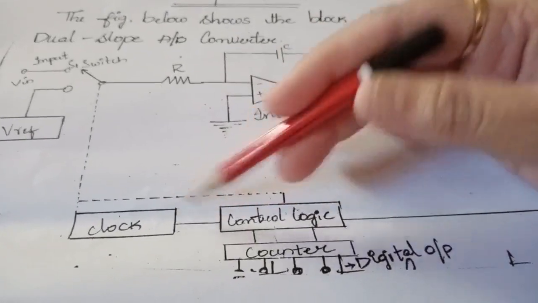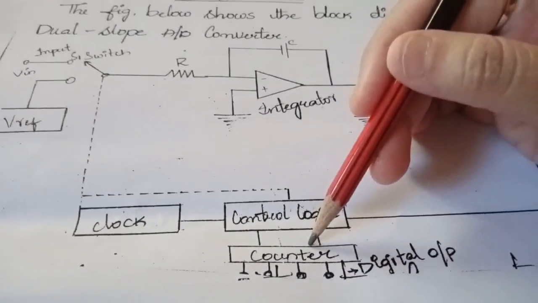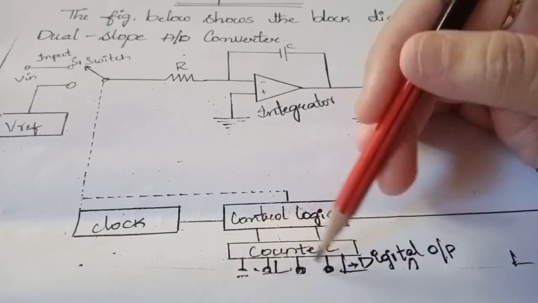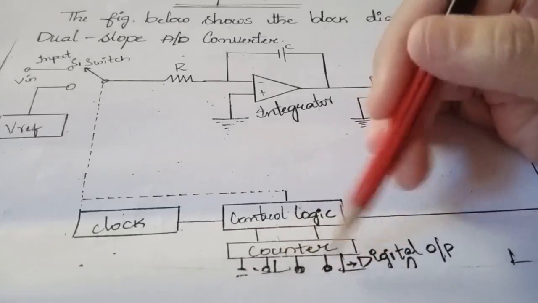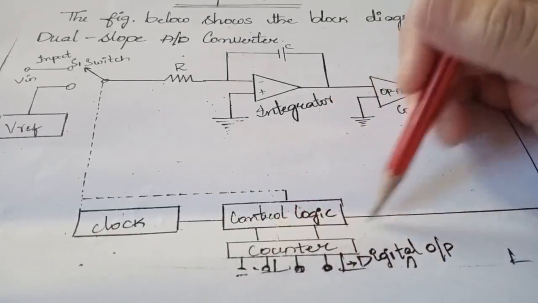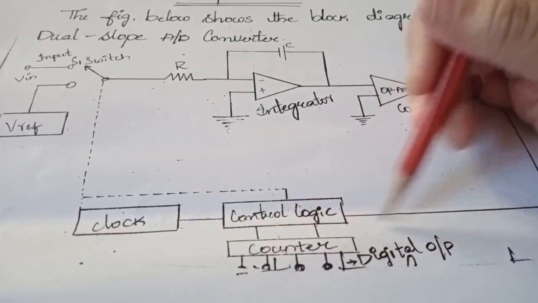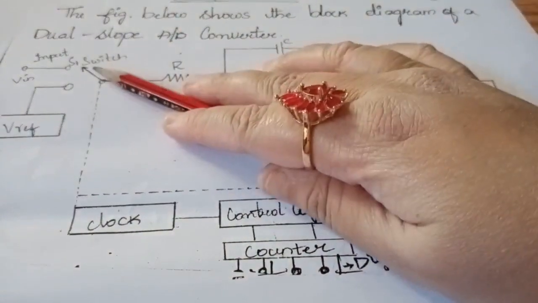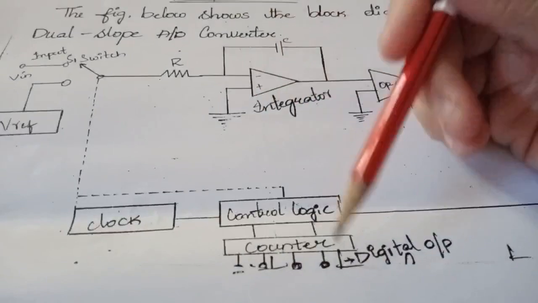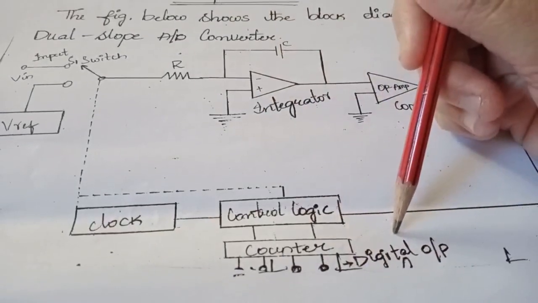Okay. Now the counter, just now I told you, 0 0 0 0, 0 0 0 1, 0 0 1 0, you will be getting digital outputs here. So your outputs will be here and your input is here. The analog input is converted into digital output.